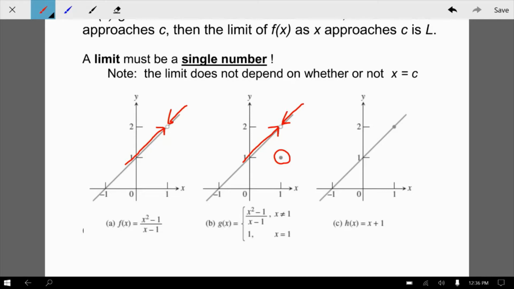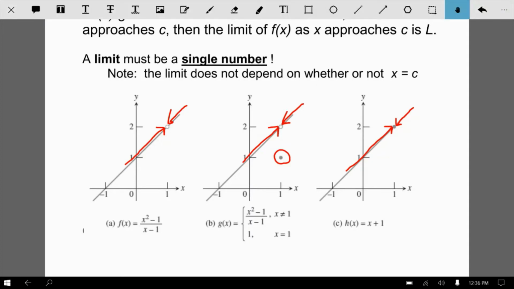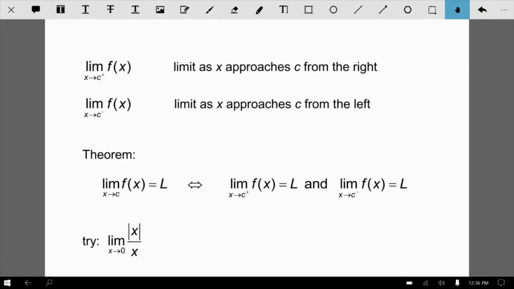And then on the third one, same idea again. This time we've got a point actually filled in. This is what we call a continuous function, but you can see we're still approaching the same point. So the actual value at the point doesn't matter. What matters is what's the trend of the function? What are we trending towards from both sides?